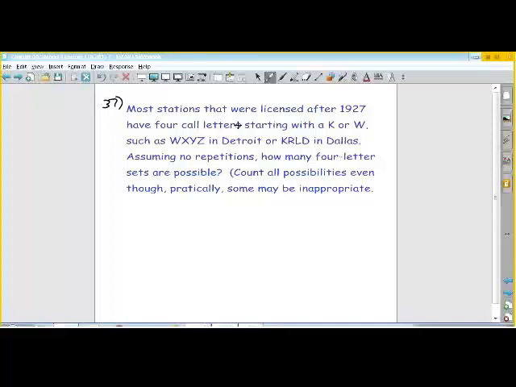So the way you would do this is you would break it up into a 4-part process and ask the question, how many choices do you have for each step, and then multiply all those numbers together. So number 1, choose first letter. So how many possibilities are there for the first letter? 2. Okay.